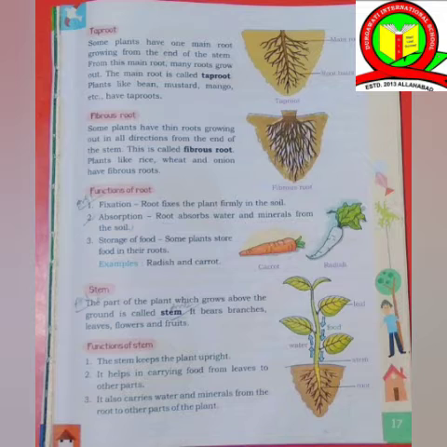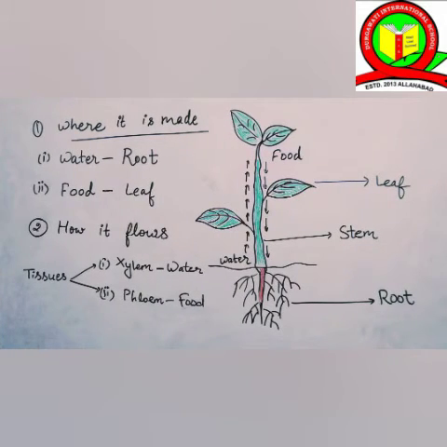On the next page, you can see I have drawn a picture for you. In this picture, you can see where the water comes from. It comes from the root. And on the second point, where the food comes from. It comes from the leaf because it is made inside the leaves.